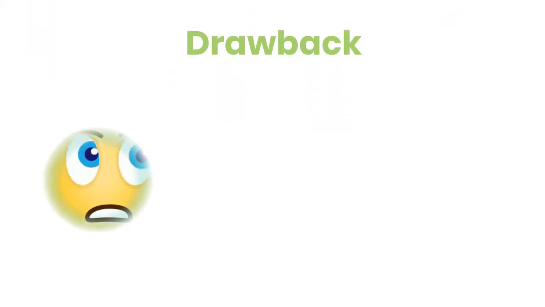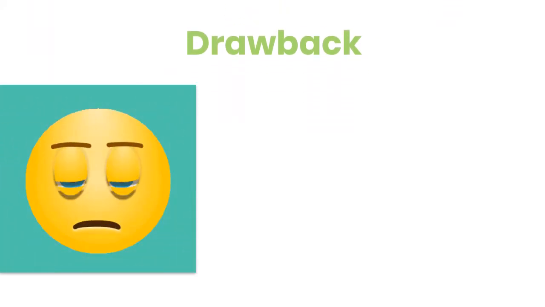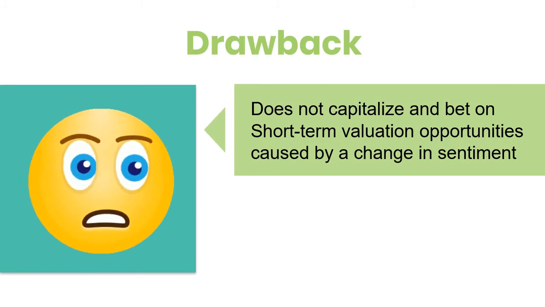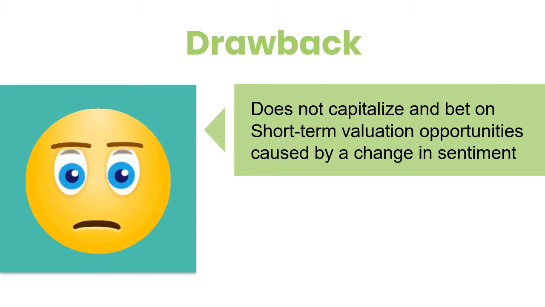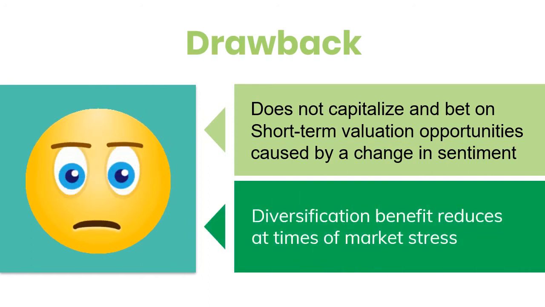Strategic asset allocation does not focus on exploiting short-term valuation opportunities caused by a change in sentiment towards different asset classes, and the diversification benefit disappears at times of market stress when its value is the highest, because correlation among risk assets converges.